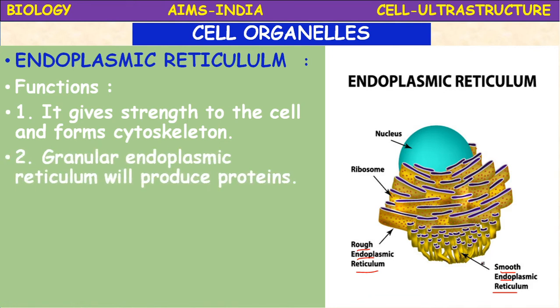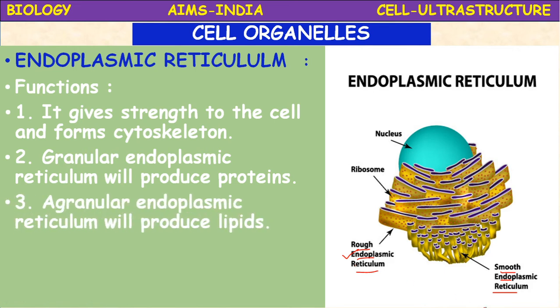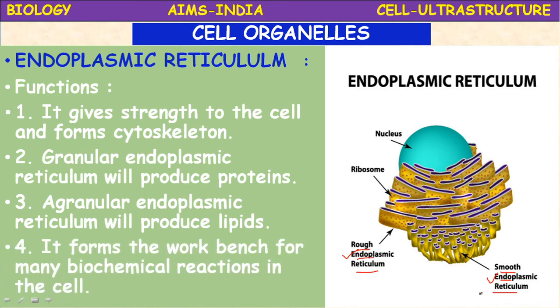Granular or rough endoplasmic reticulum helps in protein synthesis. Agranular endoplasmic reticulum helps in lipid synthesis, or is involved in the production of lipids. Then it forms the workbench for many biochemical reactions in the cell, because some important enzymes are also synthesized by this endoplasmic reticulum.